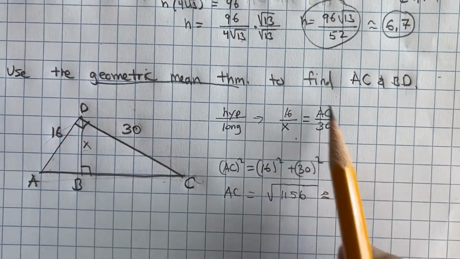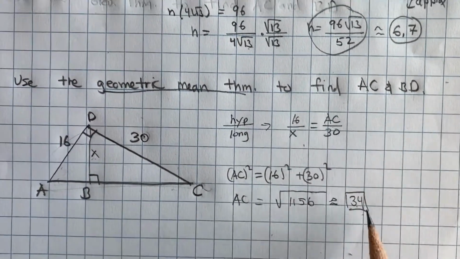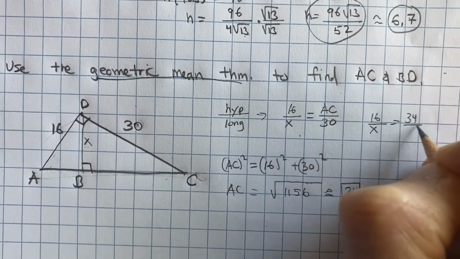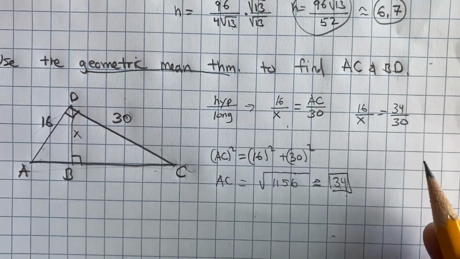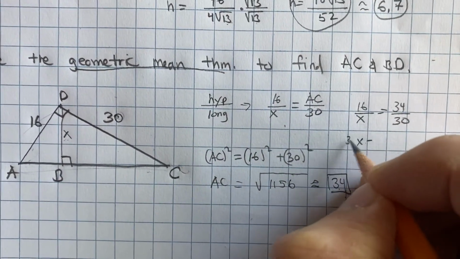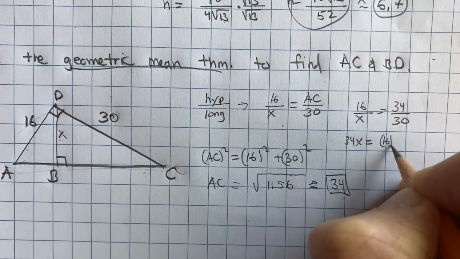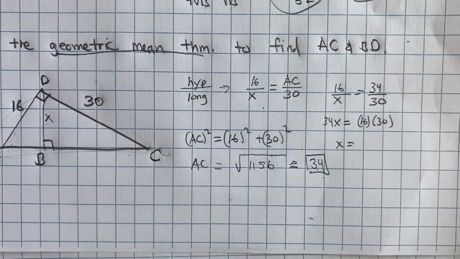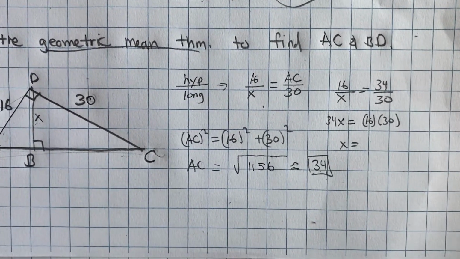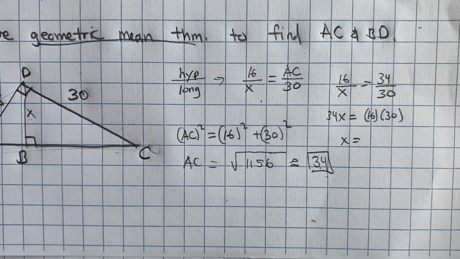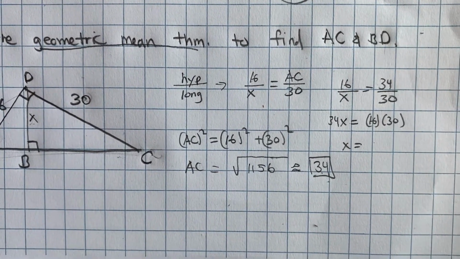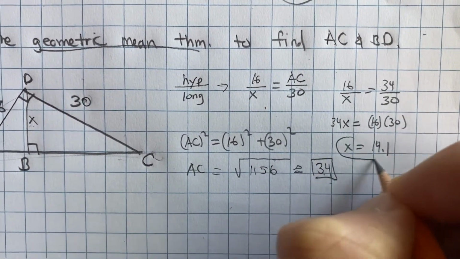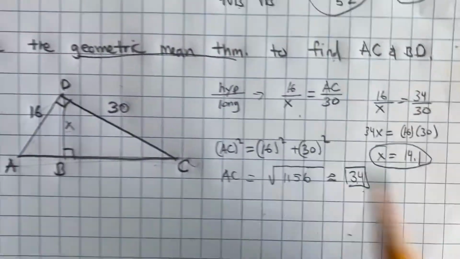I found that just by using Pythagorean theorem. And my proportion, I'm going to go back to my proportion. This is correct, right? Now I'm going to plug in 34 here. So 16 is to X as 34 is to 30, right? And then you can cross multiply and solve for X. 34X is 16 times 30. And without showing you all the work here, 30 times 16 is 480. And divide by 34, you're going to get about 14.1. Okay, so 14.1, which is my X, is my BD.